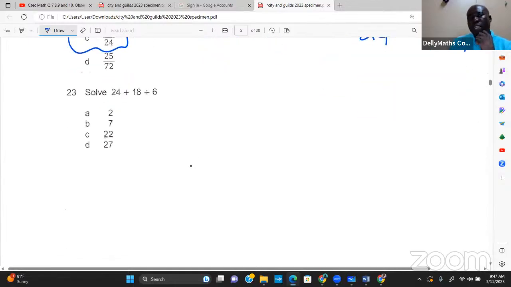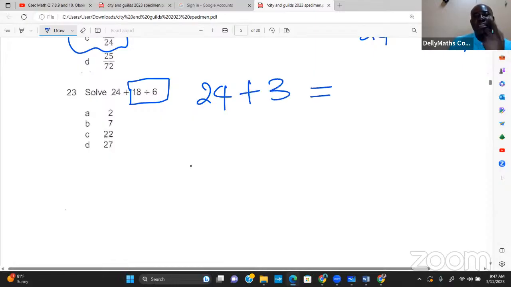Remember, in the order of operations, division is stronger than addition. So we'd have to work out that part first. So the 24 will remain, but 18 divided by 6 is 3. And then you add, we're looking at 27. Be careful. Order of operations, BODMAS. Remember that division is stronger than addition.